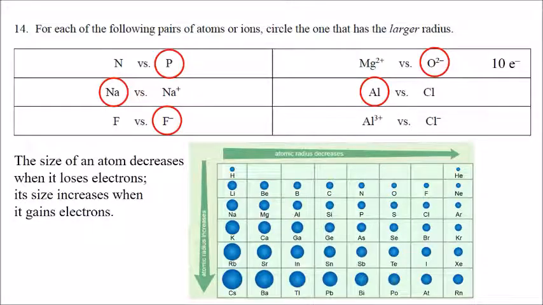Now finally, for this choice, we have aluminum 3+, which has 10 electrons, but chloride has 18 electrons. Therefore, the chloride ion with 18 electrons is larger than the aluminum ion, which has only 10.